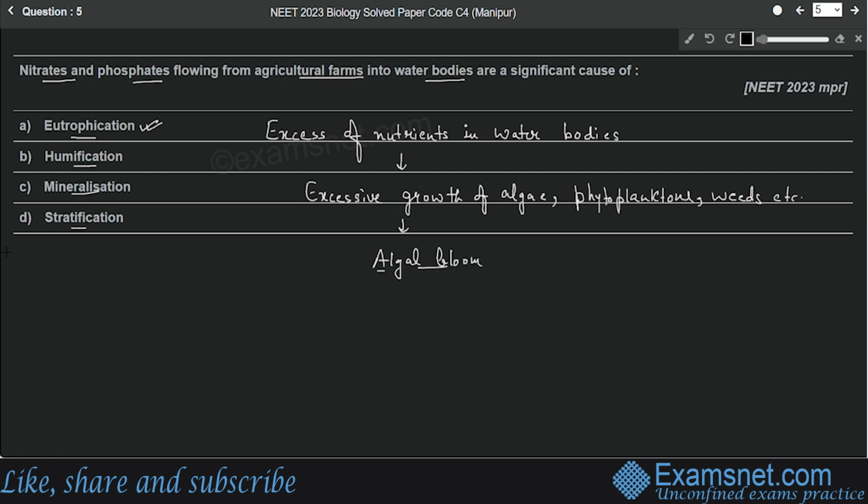And due to this, the amount of dissolved oxygen in the water bodies decreases, and it leads to the death of organisms. So this is how eutrophication is harmful for the water body or for the aquatic organisms. Nitrates and phosphates, these two are the essential nutrients that can cause eutrophication when present in large quantity. Therefore option A will be the correct answer.